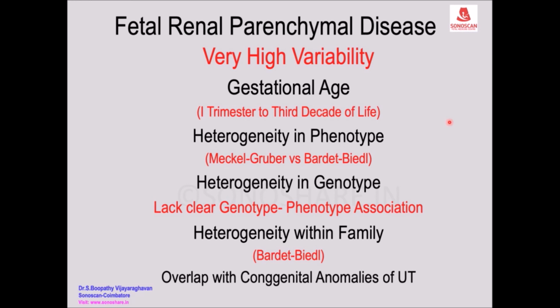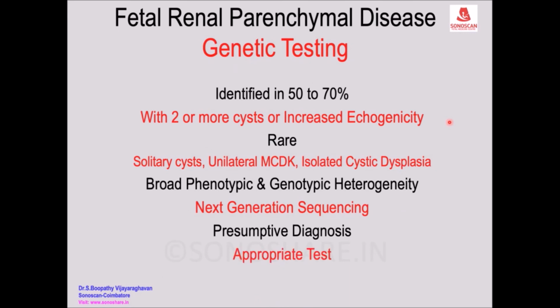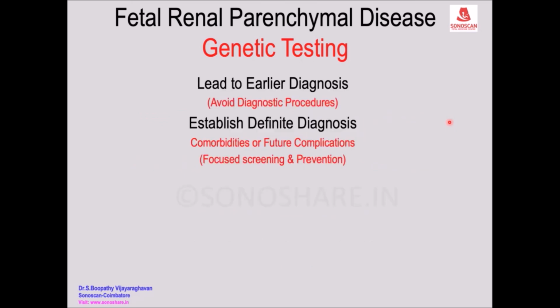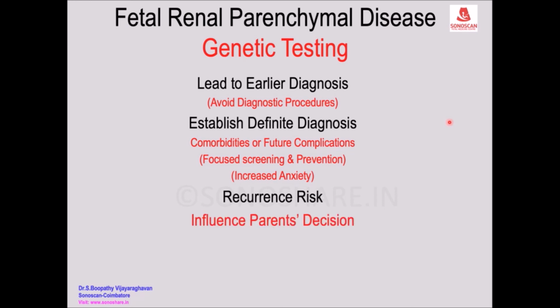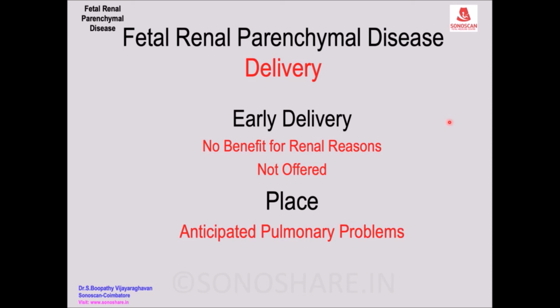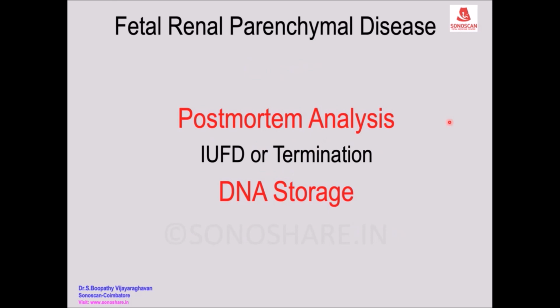There is overlap with congenital anomalies of the urinary tract, like obstructive lesions. So with the index case diagnosis, a specific appropriate genetic test can be done. Genetic testing has complications, and at the same time it increases the anxiety of the patient and the couple, but the recurrence risk can be assessed and counseled to the parents. This will also influence the parents' decision regarding termination if it is not offered, and the place of delivery if pulmonary problems are anticipated. DNA storage is always useful.